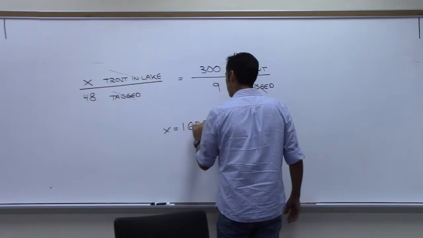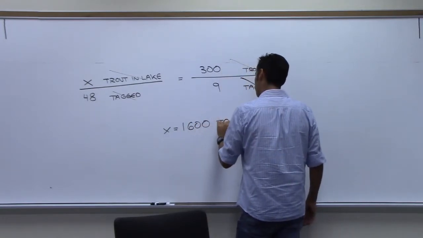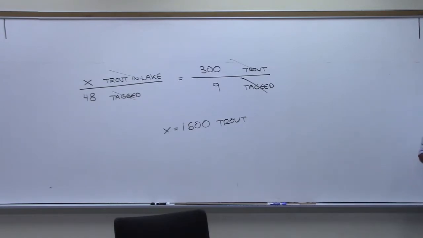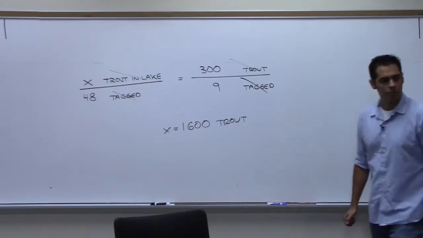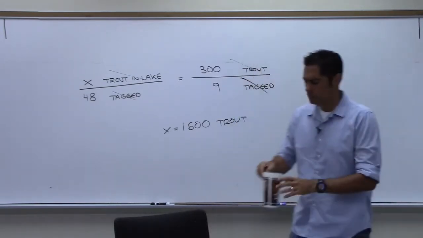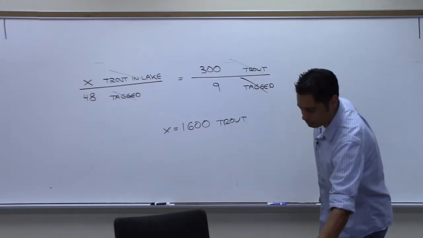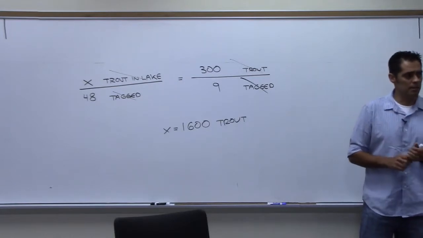1,600? Trout. So there should be about 1,600 in the lake. Yes? Would you be able to reverse that? How? Like 48 over the X amount and 9 over 300. And so do the same answer? Yes, but let's take a look at that real quick.